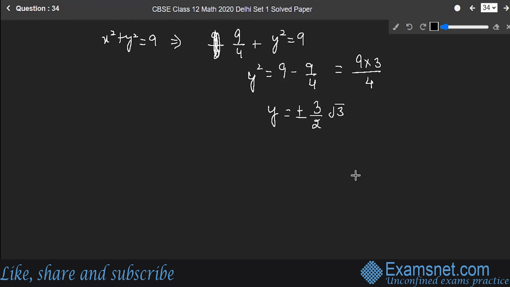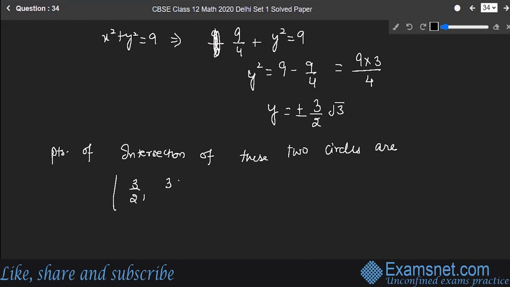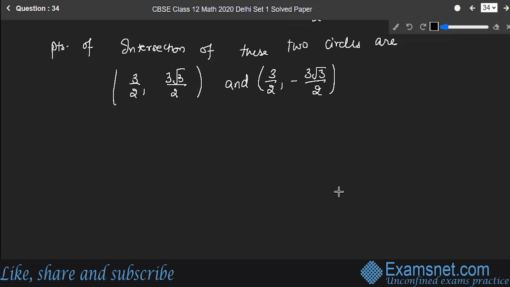Now, the two points of intersection of these two circles are (3/2, 3 root 3 upon 2) and (3/2, minus 3 root 3 upon 2). These are the two points of intersection. Now, based on that, let's plot a graph so that we can understand it better.